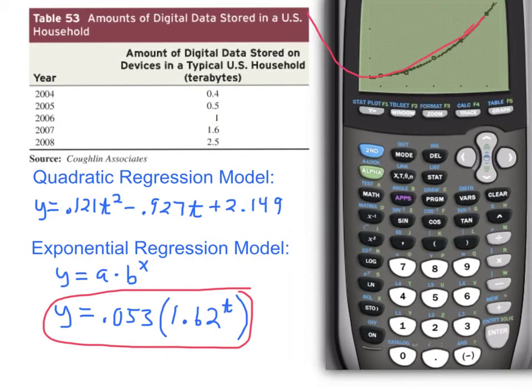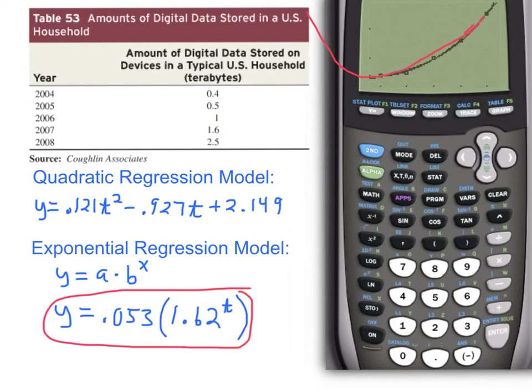So if we were to try to predict answers before this first year, 2004 is the first year in the chart, but if we were to try to go back in time, the model is going to tell us that households used more data on digital devices in years before 2004. And I don't really think that's true, because I think that's probably, you know, back before people stored a lot of stuff on digital devices. So because of that, I don't think a quadratic model would do a very good job at projecting or predicting values before 2004.